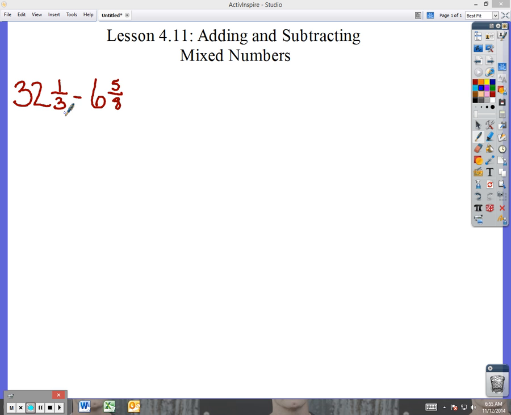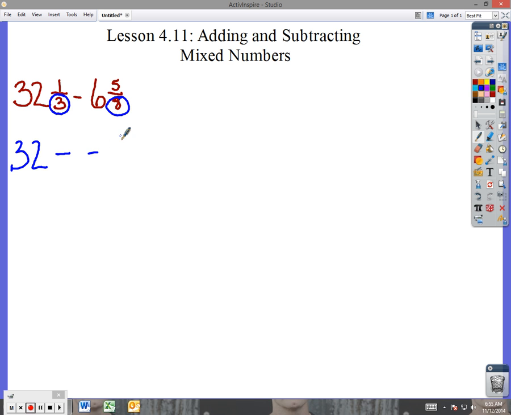Let's take a look at the first one. I have 32 1/3 minus 6 5/8. Now we know that when we add or subtract mixed numbers, we need to get these common denominators here. Now the whole numbers, they're going to stay the same for the time being. 32, and I'll put something here, minus 6 and something. Now in my head, I'm mentally going, okay, I'm looking at the larger denominator, 8, and I'm listing the multiples of 8. 8, 16, 24, 32.